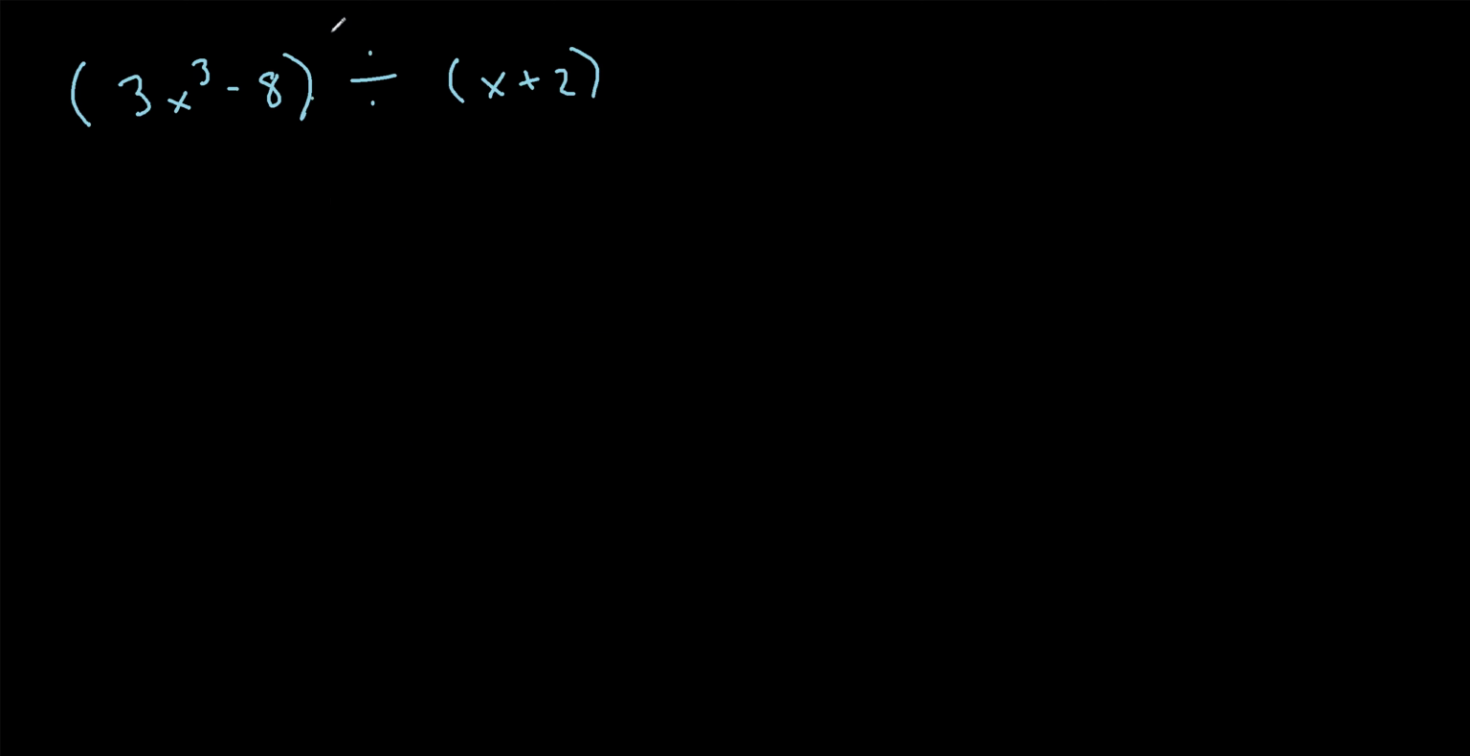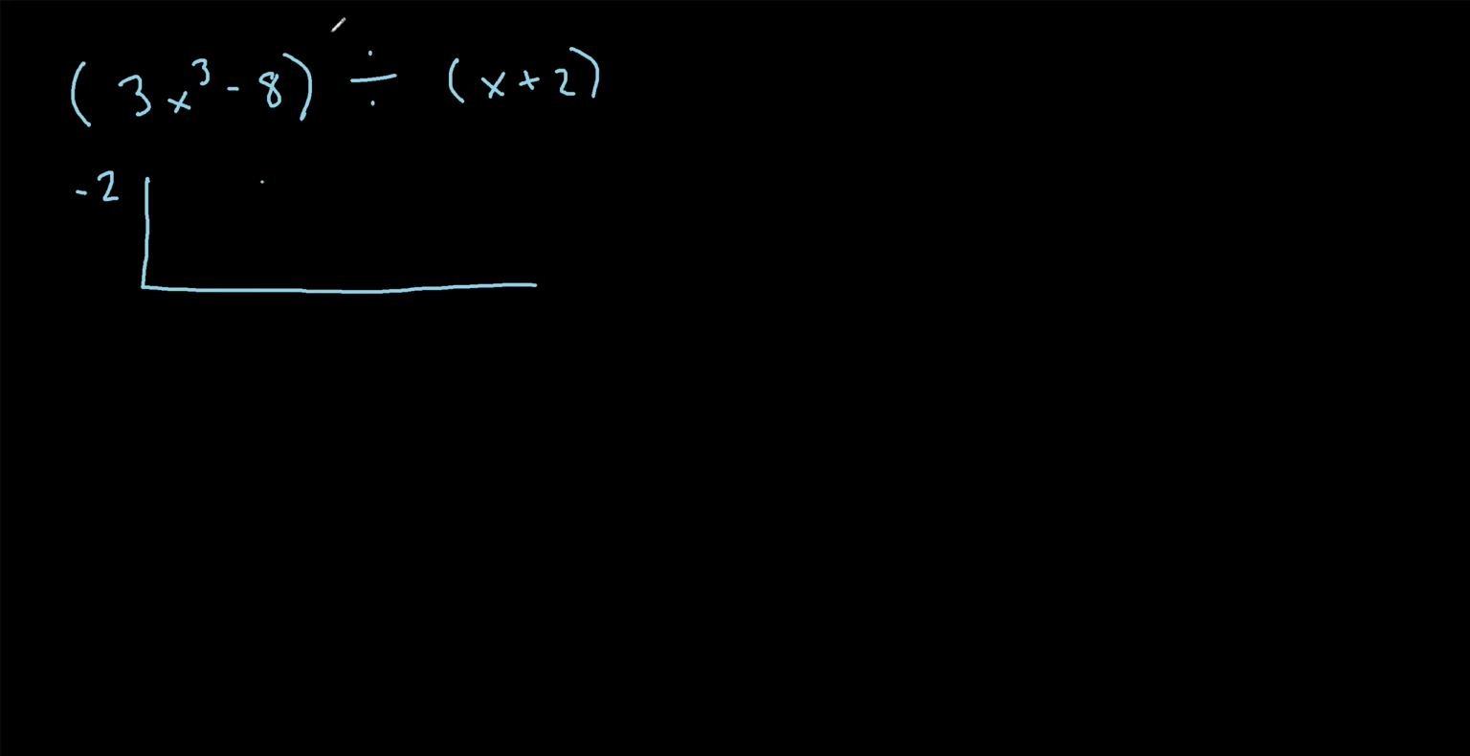All right, let's try one more example. Let's say we have 3x cubed minus 8 divided by x plus 2. So let's use synthetic division to perform this division problem. So remember, we put some number up here in the top left corner, and that's going to be whatever makes the denominator equal to 0. Well, in this case, if we plug in a negative 2 for x, this whole expression right here would be equal to 0. So we're going to use a negative 2 up here in the top left corner.